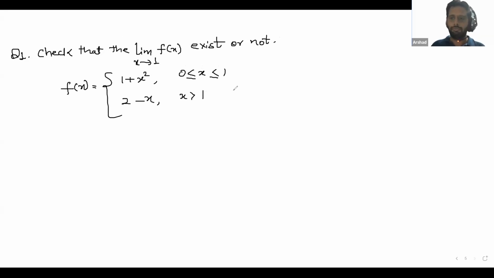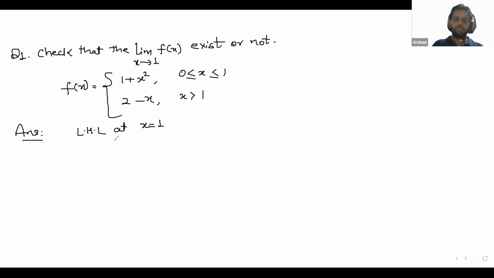All of you please check here. How will we check this? Who can tell me in which case we will say that the limit exists? If LHL and RHL are equal. Very good, Saif. When LHL and RHL are equal, then we will say that the limit exists. So here, first of all, we will calculate LHL at x is equal to 1.